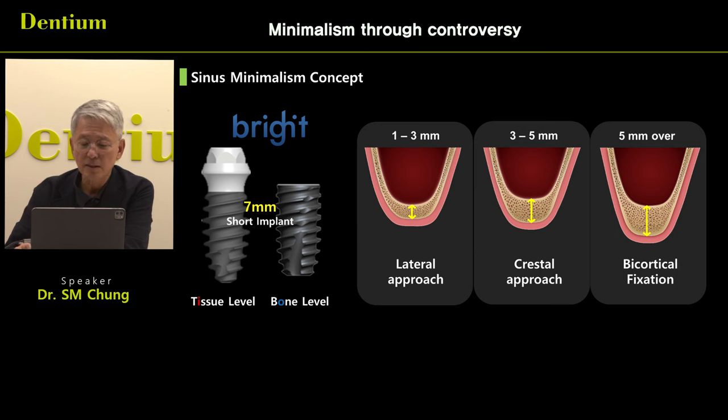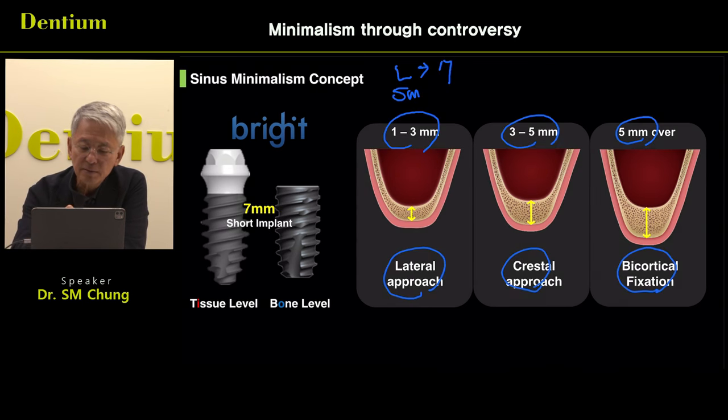So if the diameter is 7 and the length is 7, then when the remaining bone height is 1 to 3 millimeters, we use the lateral approach; with 3 to 5 millimeters, the crestal approach; and over 5 millimeters, we treat with bicortical fixation. If the length is 8 millimeters, the crestal approach is for 4 to 6 millimeters, and over 6 millimeters we usually do bicortical fixation.